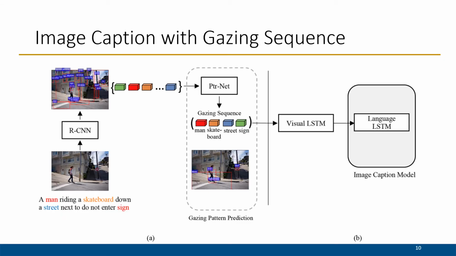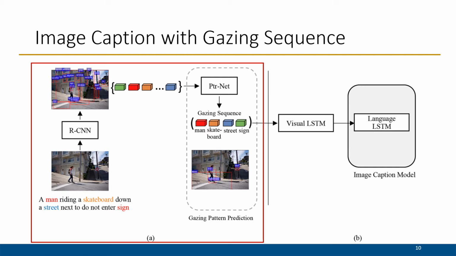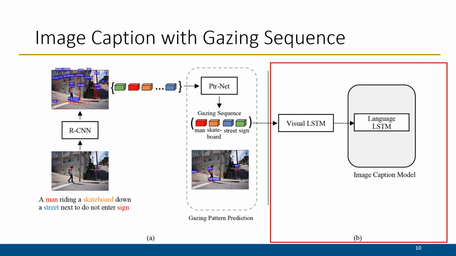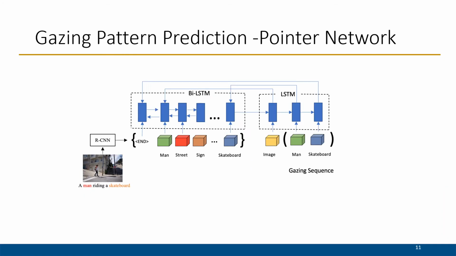Here's an overview of the model architecture. Our model consists of two parts. The first part is the gazing pattern prediction network, which learns to produce the gazing sequence of an image. The second part is the integration of the gazing pattern into the image captioning models. Let's take a look at the gazing pattern prediction part.